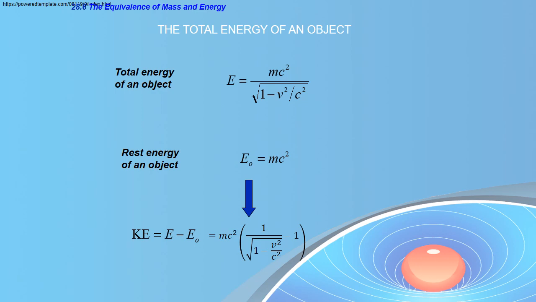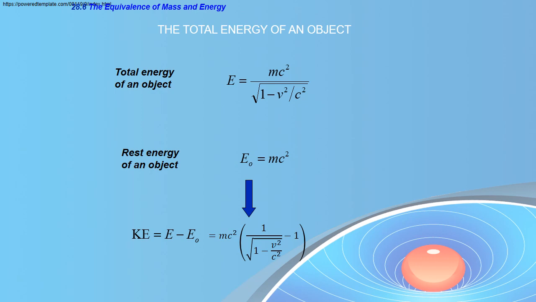Kinetic energy would be your total energy minus your rest energy, because kinetic energy has to be your total energy minus your potential energy, which would be your rest energy. To find your kinetic energy, it's just mc squared times 1 over the square root of 1 minus v squared over c squared, minus 1. So I take that E minus that E naught, and I can figure out what the kinetic energy of any particle is based upon its velocity.